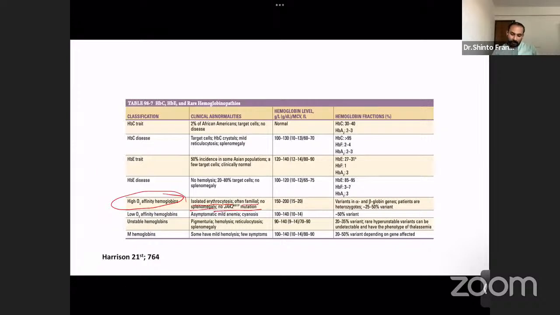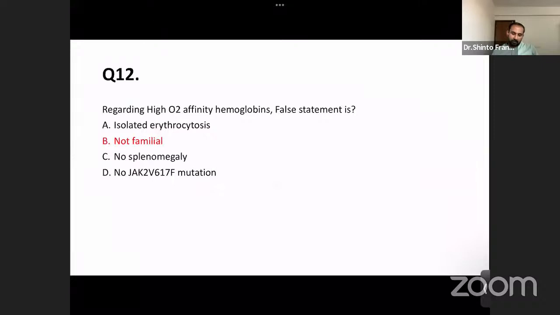Okay, so no splenomegaly. Again, this will give you the comparative major findings in HbC disease, HbC trait, HbE trait, HbE disease, etc. Again, unstable hemoglobins and so on. Because in this half an hour session I can't cover all of this, it is not possible. So you have to read through these charts.